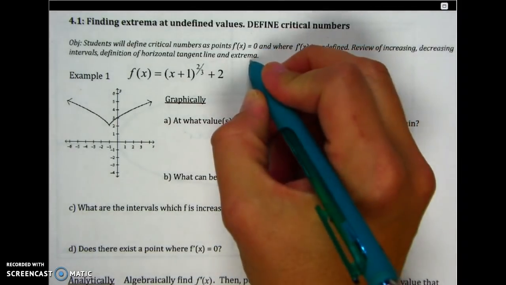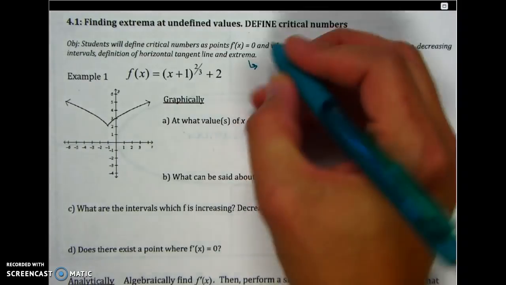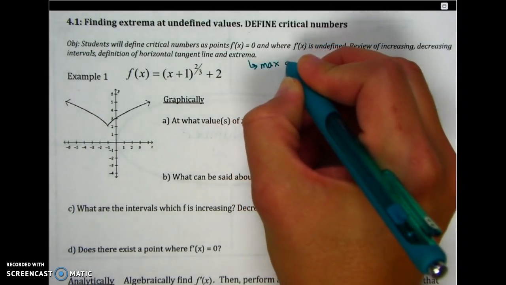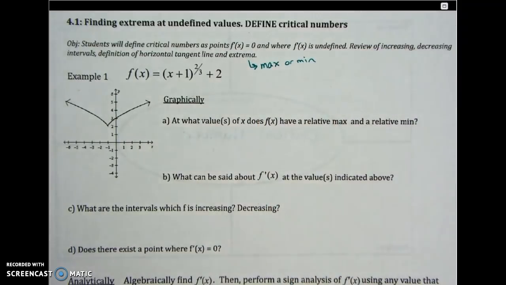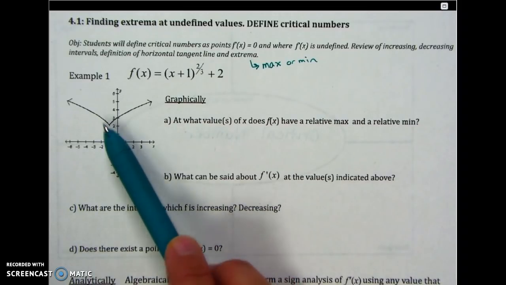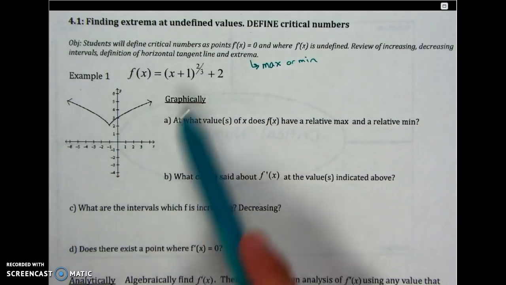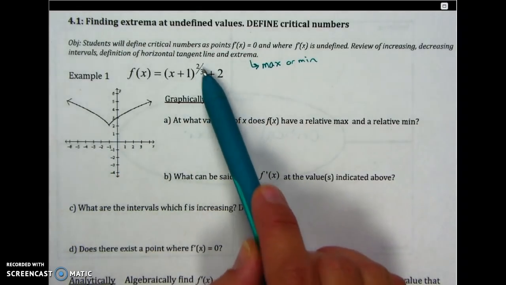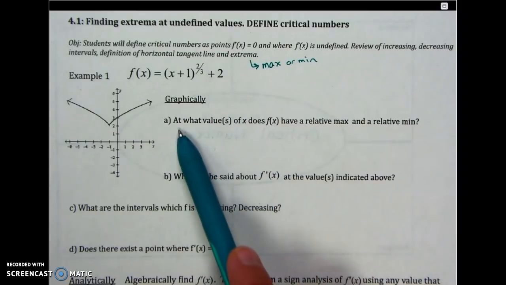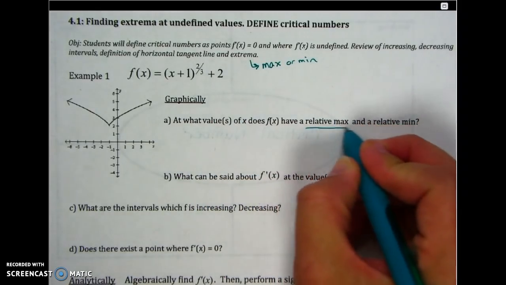Oh, extrema. Do you know what the word extrema is talking about? Yeah, max or min. Okay, so write that, max or min. The first few questions we're only going to answer looking at this wonderful graph here. Do you remember the name of this? A cusp, yeah. So a cusp occurs when we have a 2/3 power.